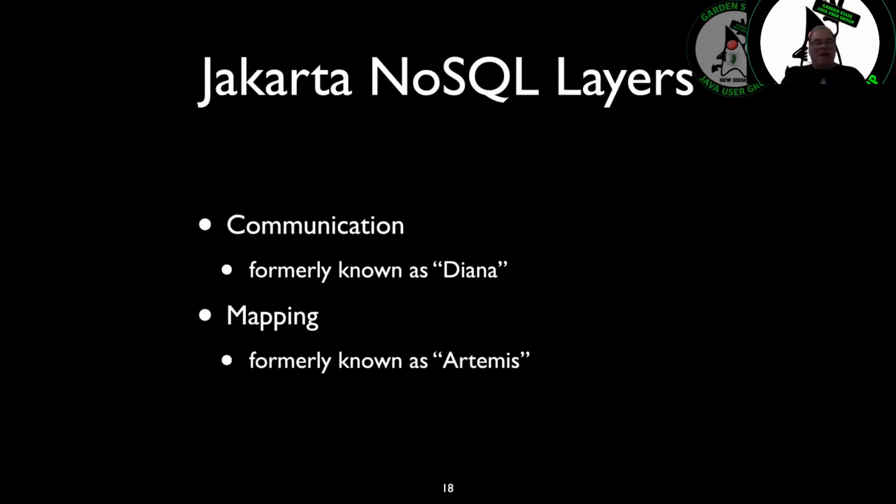All right, next are the two layers of Jakarta NoSQL. There is the communication layer and the mapping layer. Early on, these had the names of Diana and Artemis, which are Greek gods or goddesses, and then that eventually evolved. The reason I mention that is because you may see some blog posts out there, an older blog post, that still references those names.